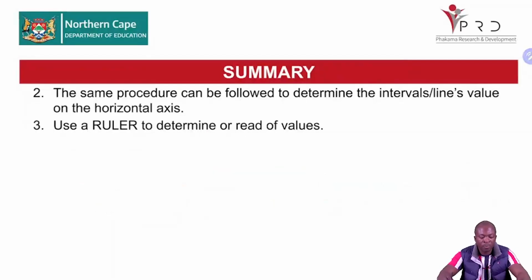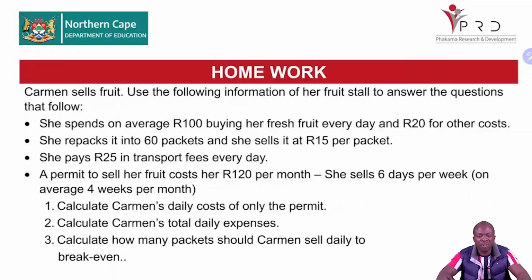All right. So the same procedure that you can follow on that money side, you can do the same thing on the number of items side. Again, you use a ruler to help you to read the values. It's very simple like that.